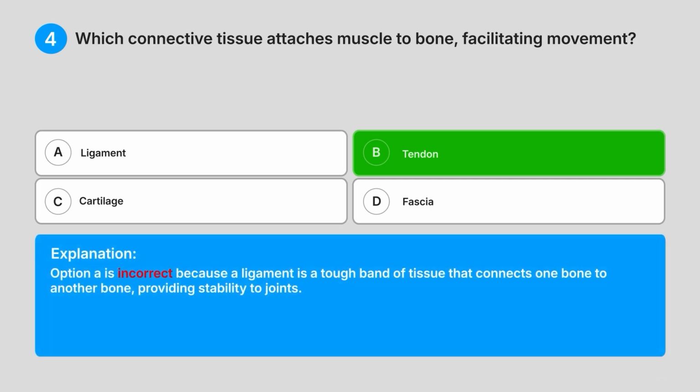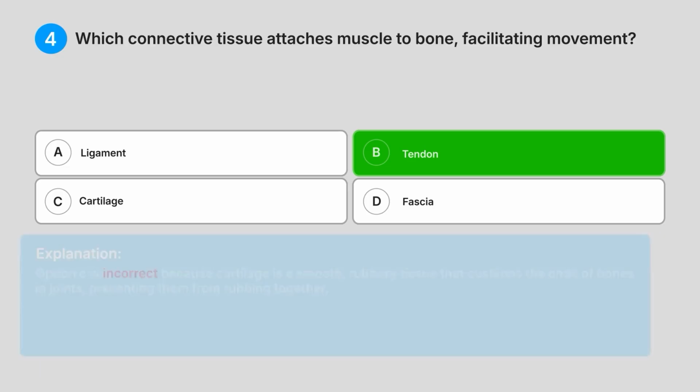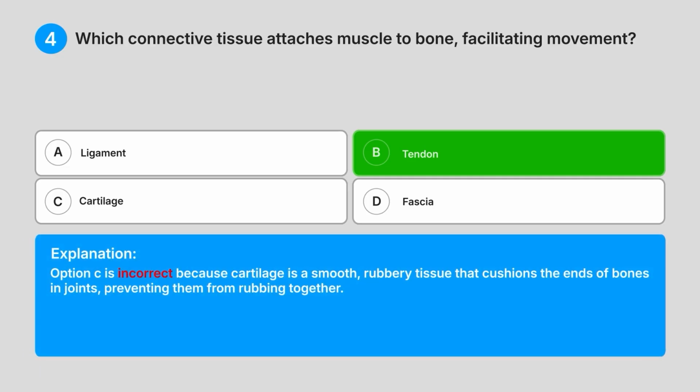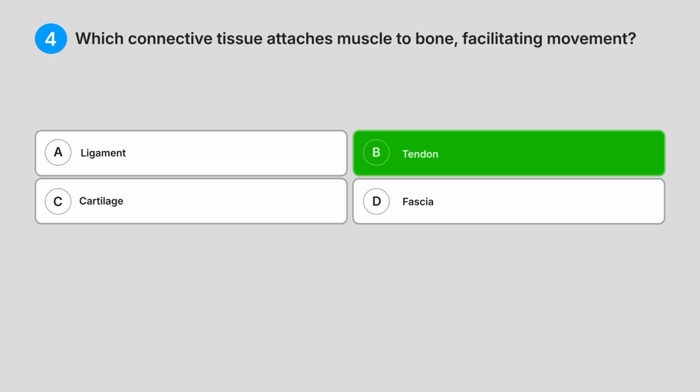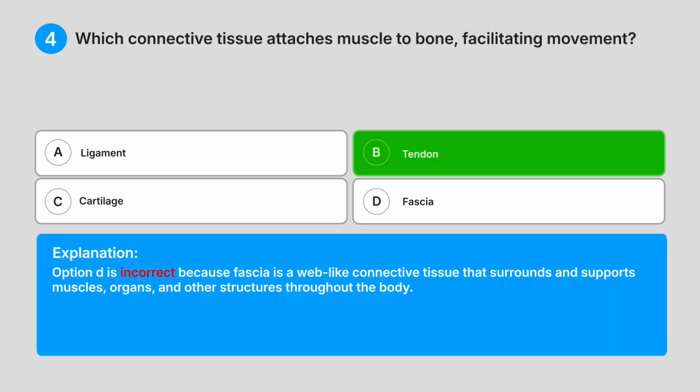Option A is incorrect because a ligament is a tough band of tissue that connects one bone to another bone, providing stability to joints. Option C is incorrect because cartilage is a smooth, rubbery tissue that cushions the ends of bones in joints, preventing them from rubbing together. Option D is incorrect because fascia is a web-like connective tissue that surrounds and supports muscles, organs, and other structures throughout the body.